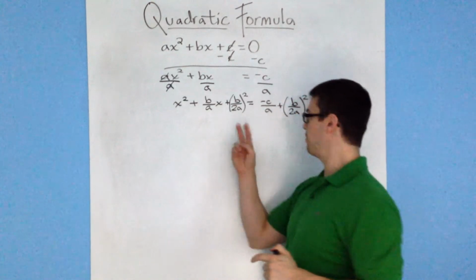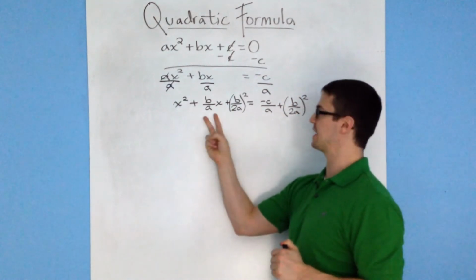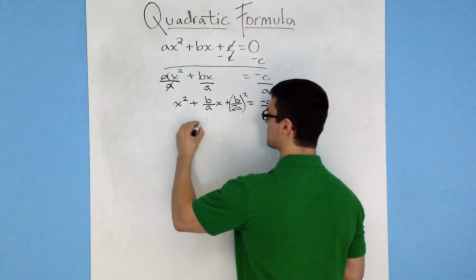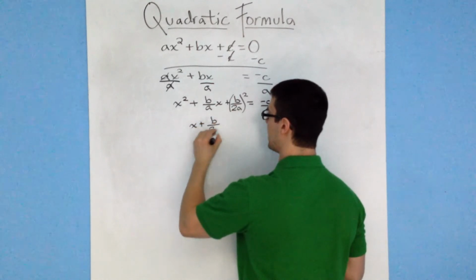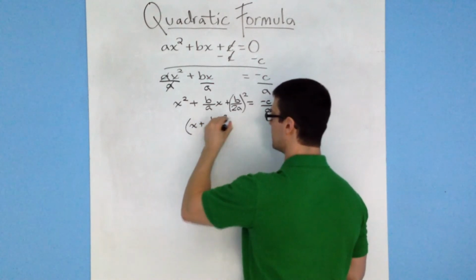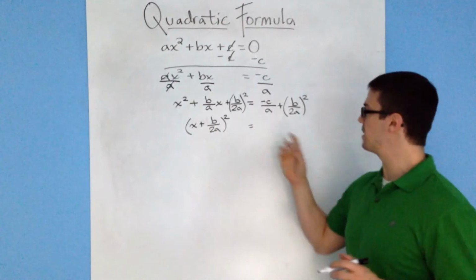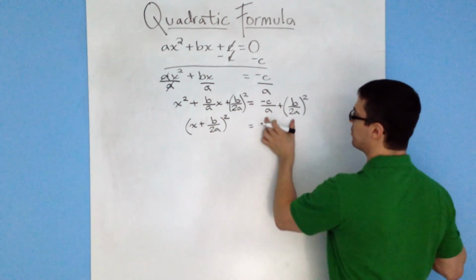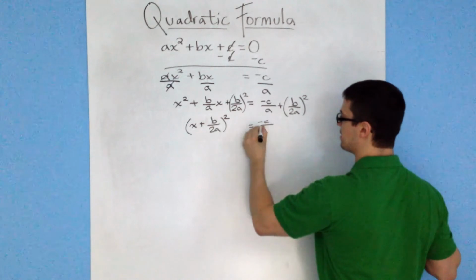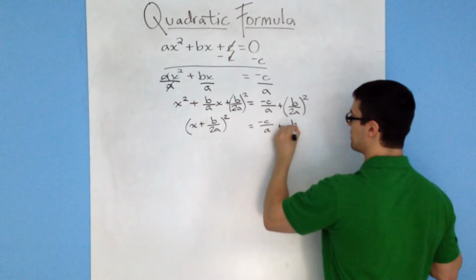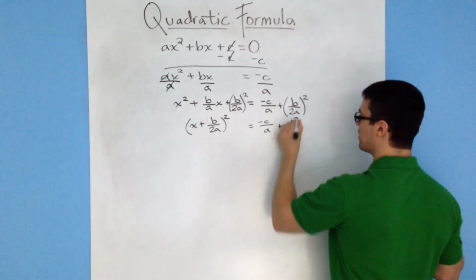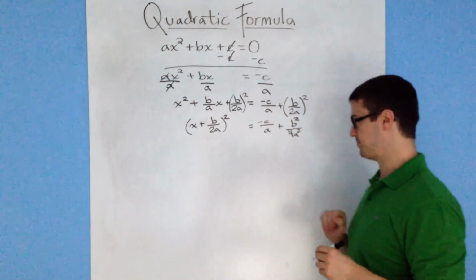From here I have a perfect square. So I'm looking for the two numbers that multiply to get this and add to get this. That would be b over 2a. So I'm going to write x plus b over 2a squared is equal to... What I'm going to do here is simplify both of these to make sure they have a common denominator, so I can add them together. So I'm going to simplify this to be negative c over a plus, and then I'm going to square the top and the bottom, so you end up with b squared over 4a squared.